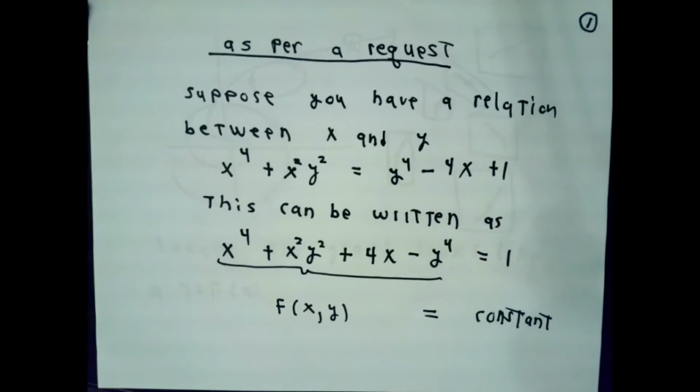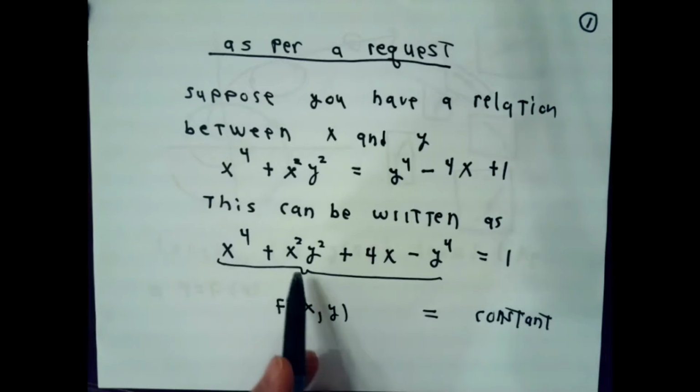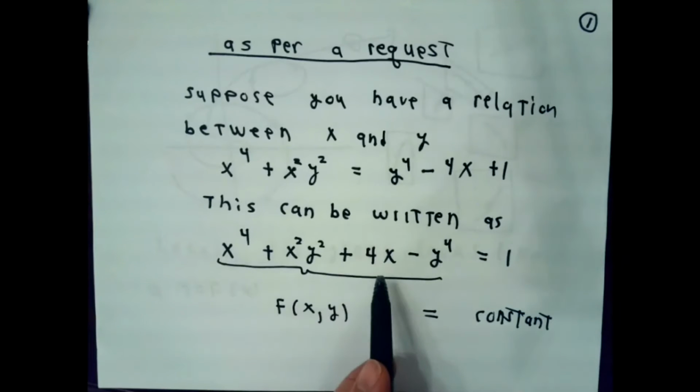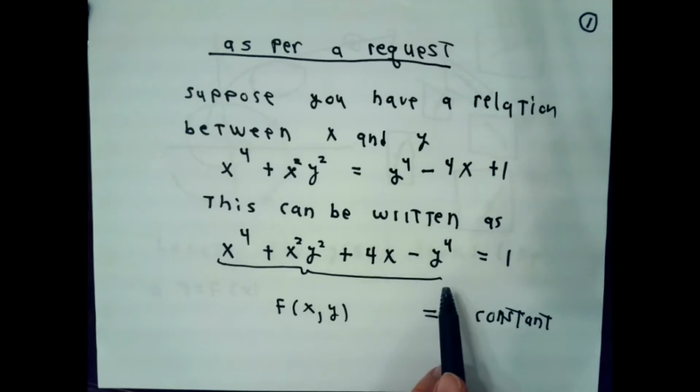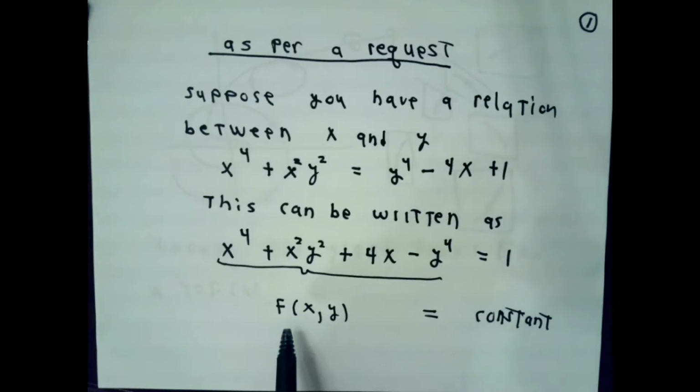By subtracting one side from another, you can always arrange it so that there's a constant on one side. So x to the fourth plus x squared y squared plus 4x minus y to the fourth is 1. You can always write an equation of this type as some expression involving x and y equals some constant number.